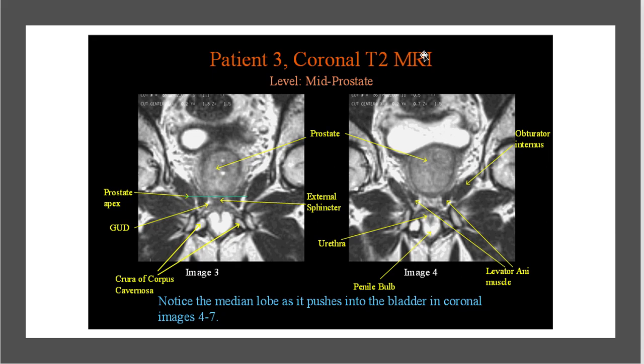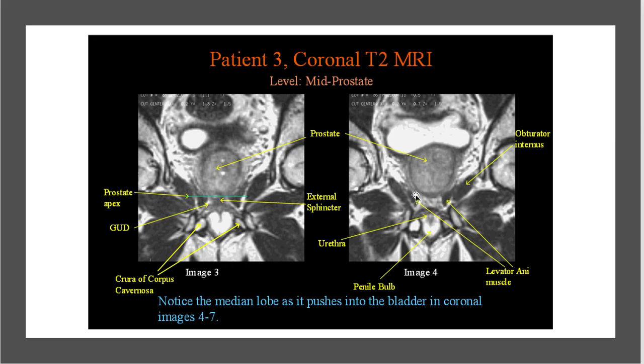Patient 3, coronal T2 MRI. Again, we're at the mid-prostate. You see the prostate here. Prostatic apex is here. This is the external sphincter. This is the genitourinary diaphragm here. You see the crura of the corpus cavernosa. Here, prostate. This is the obturator internus muscle.